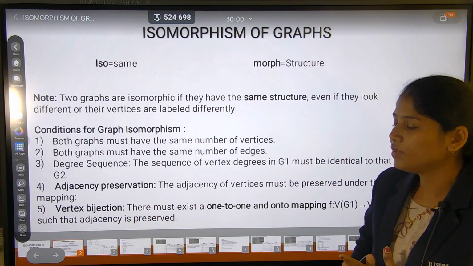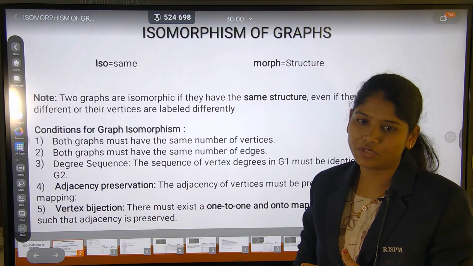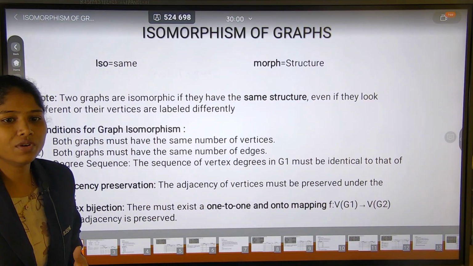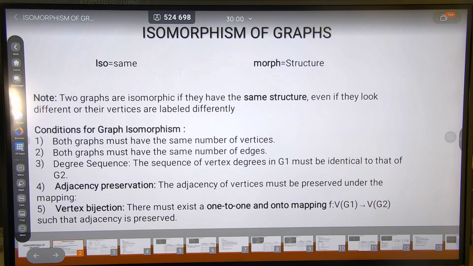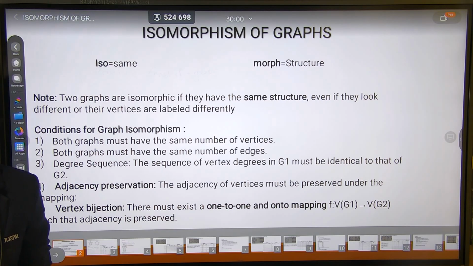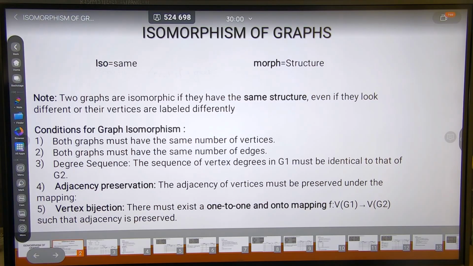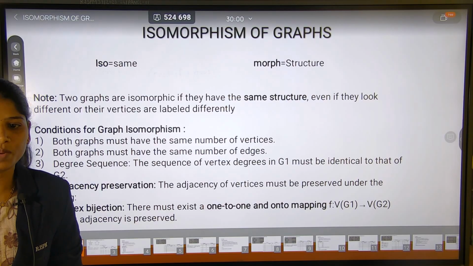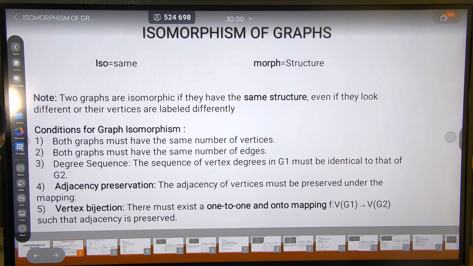After that, we need to check the adjacency preservation. It means the adjacency of vertices must be preserved under the mapping. The last condition is the vertex bijection. There must exist a one-to-one and onto mapping between the vertices. So we will see the first example.